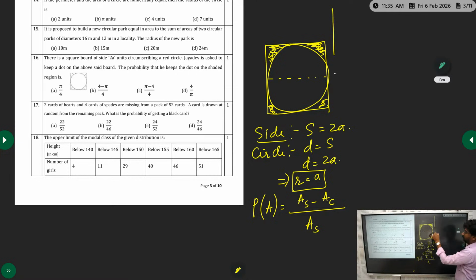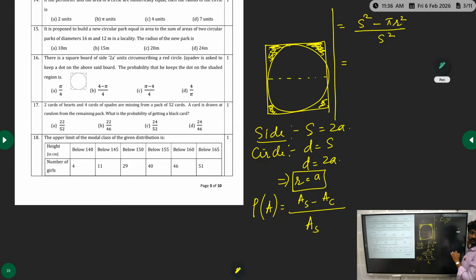Now when I apply the formula, what is the area of the square? S square. Area of square is side into side, which is S square. What is the area of the circle? Pi R square, divided by again S square.